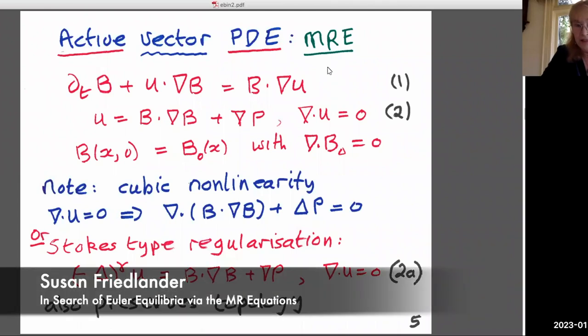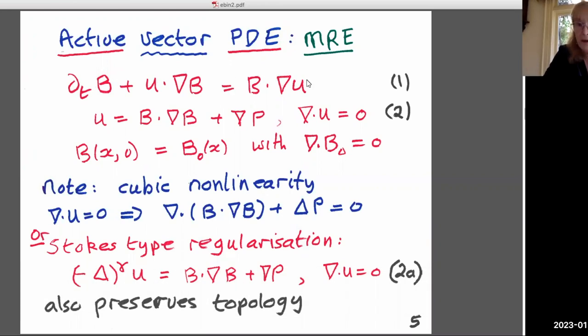Now to come to these equations, the magnetic relaxation equations, or the MRE to their friends. So here we have the frozen field equation for the magnetic field B, which is a divergence-free vector field. And there's a relationship between B and U. And here is the following possibility for a relationship where U is given in terms of B. Here it is, the following form.